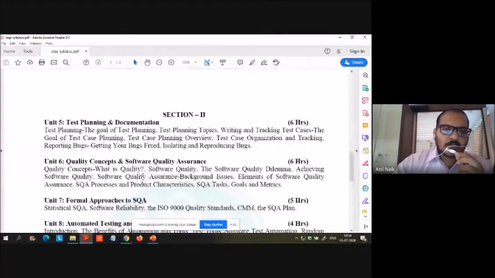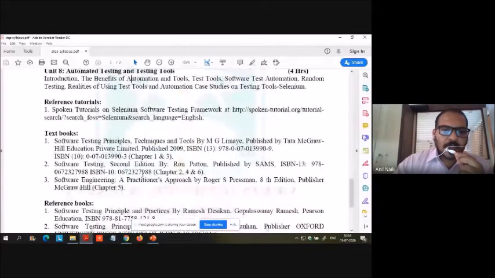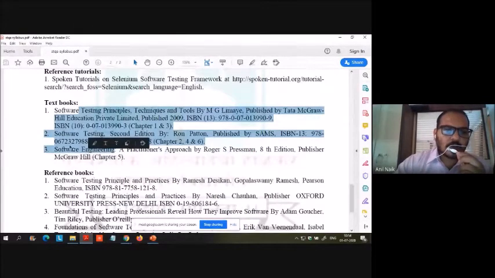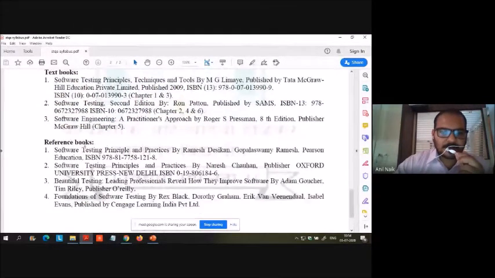So these are the total 8 units, and the textbook you have to refer to is Software Testing Principles and Techniques and Tools by MG Limaye. You will get the PPT for this particular textbook, and also Software Testing by Ron Patton, and Software Engineering by Pressman. These are the 3 books you are required to refer to for this subject.